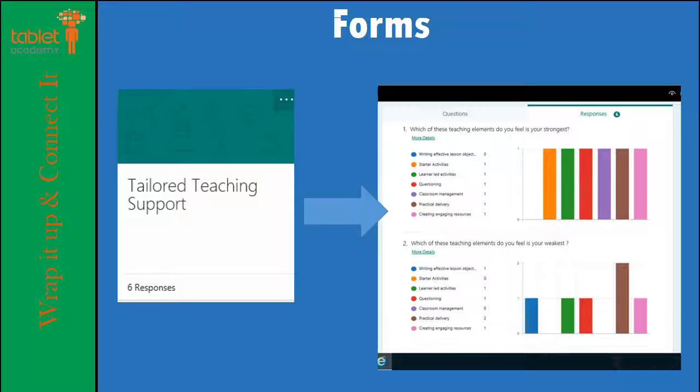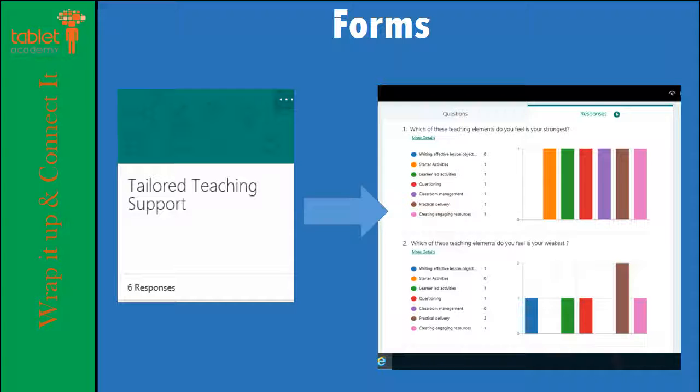As I said, I found Forms quite good, so I was well on my way to using them. What I also found is that I used Forms in my other role as a peer practitioner in terms of quality, and I used it with the six members of staff that I'm currently supporting. This just asked them to highlight their strengths and their weaknesses in terms of their teaching.